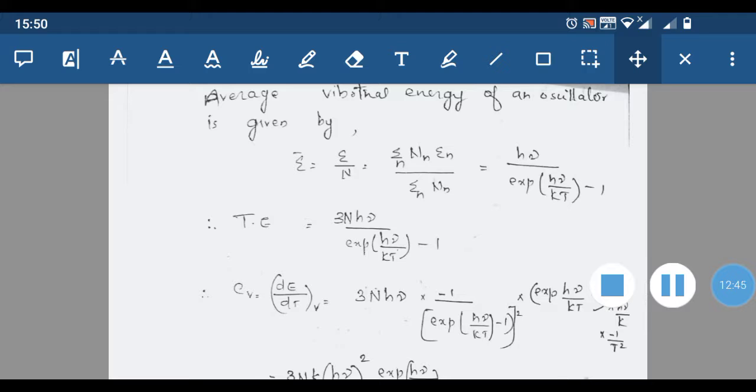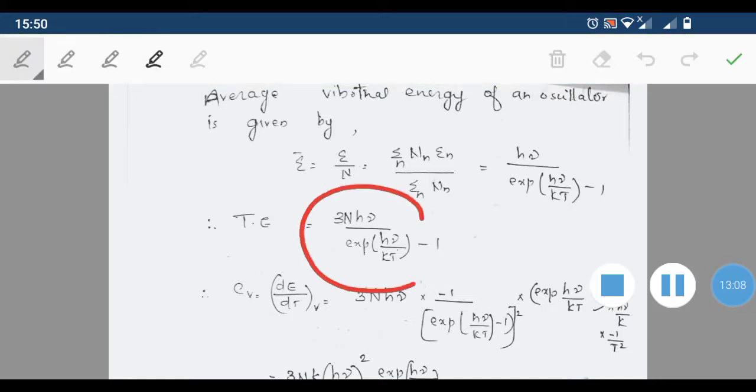We need only these expressions because we are concentrating on certain other factors here, not on the derivation. So the total energy you can find to be, for each of the N molecules we have 3 degrees of freedom. So the total energy is equal to 3N h nu divided by exponential h nu by kT minus 1, by considering the Planck's quantum theory.